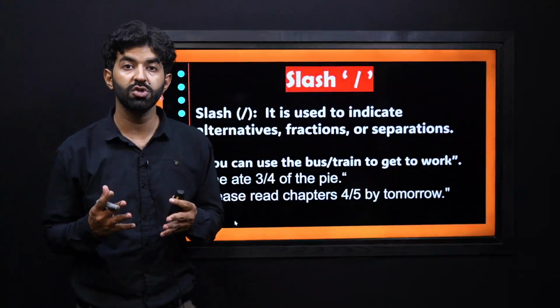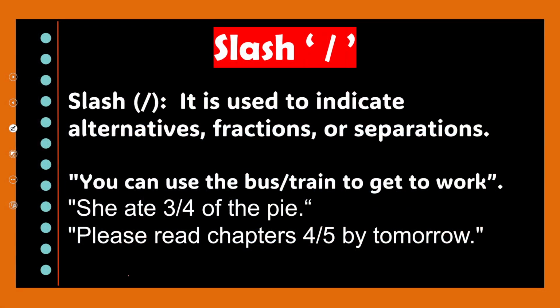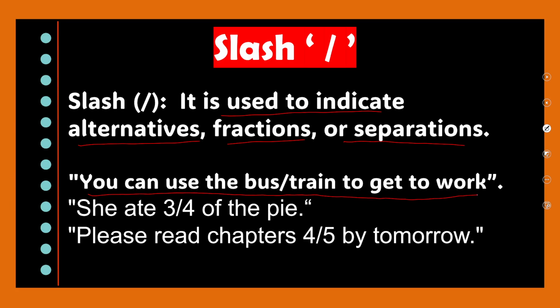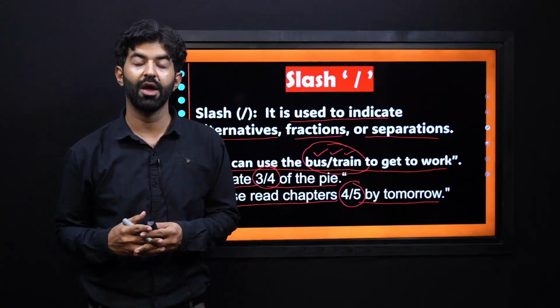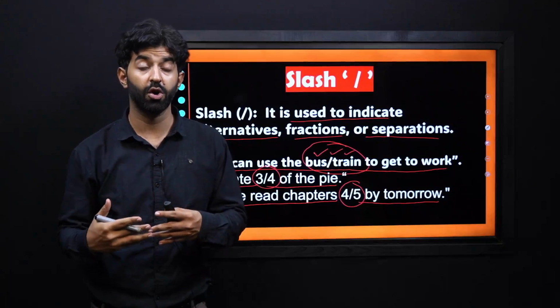Next, we have our punctuation mark, the slash. A slash is used to indicate alternatives or substitutes, fractions, or separations. For example, you can use the bus/train to get to work. Here we used our slash because we have alternatives in the form of bus or train. It is also used for fractions: she ate 3/4 of the pie. Another example is, please read chapter 4/5 by tomorrow. Slashes are mostly used when you have alternatives that you want to mention.